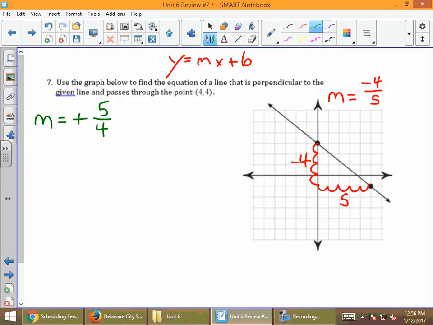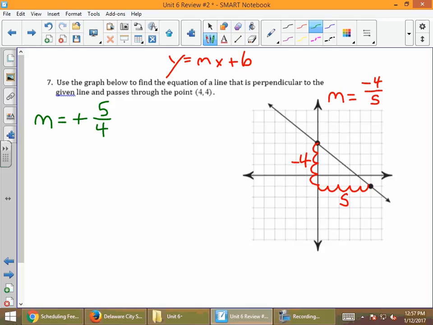And Megan was correct to say we also need that y-intercept, which is b. Very tempting to choose this point over here, which is at 0, 3, but that's the y-intercept of that line. We don't care about that line. We want a new one. So what we're going to have to do is use this point up here that hasn't been used to find what that b is.